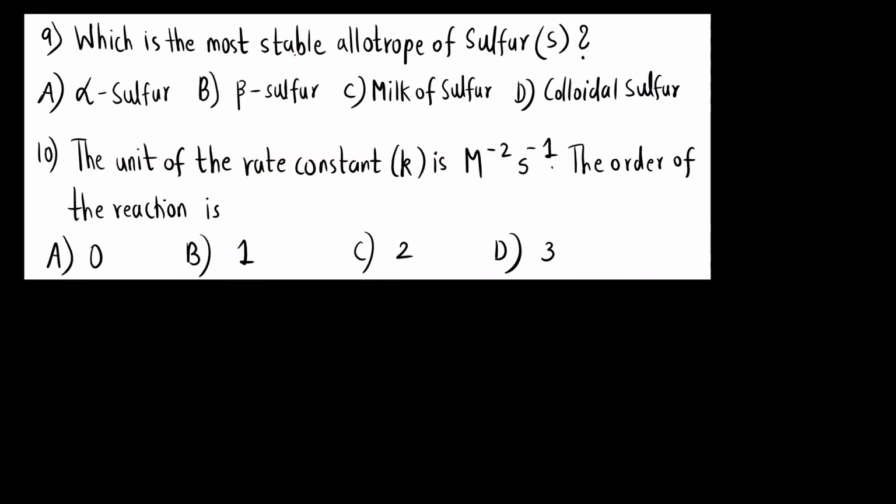Ninth one, which is the most stable allotrope of sulfur? This is a theoretical question from P block. This you must know. Which is the most stable allotrope of sulfur? It is called rhombic sulfur. And what is the other name for rhombic sulfur? It is called alpha sulfur.